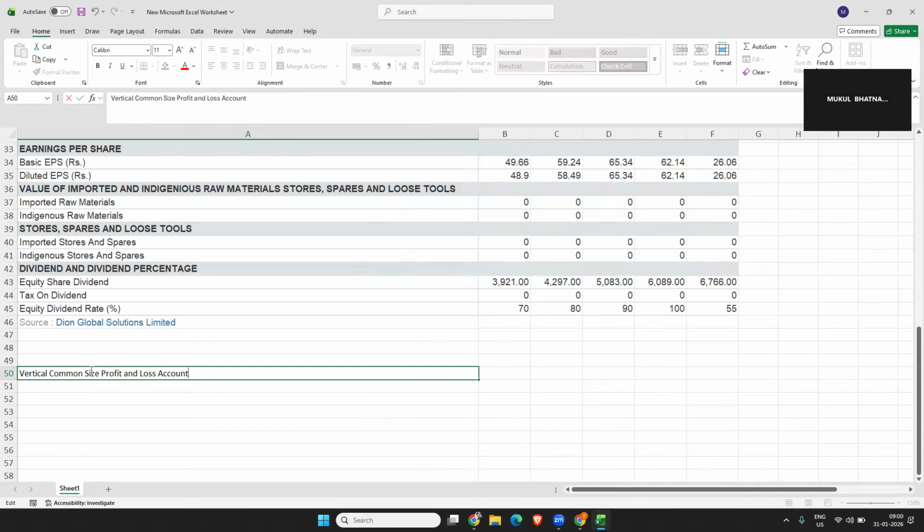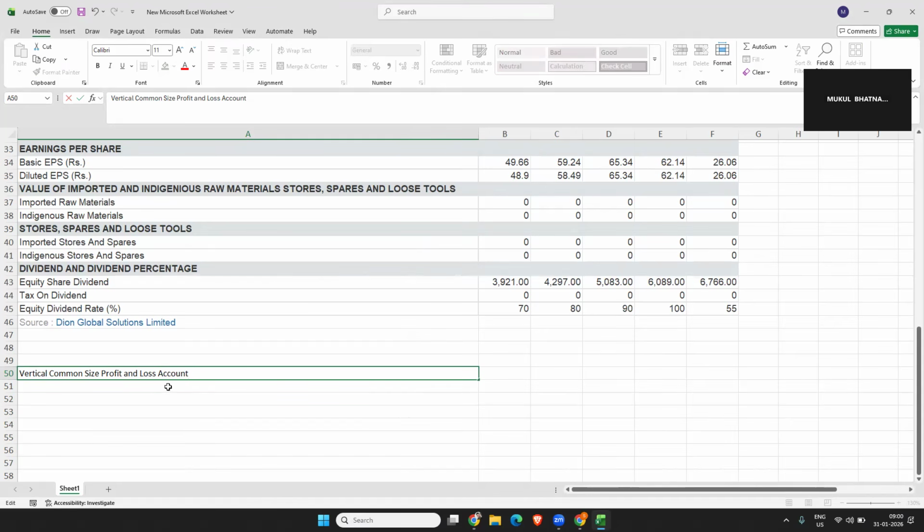After making calculations in respect to vertical common size profit and loss account, I will be calculating certain profitability margins as well. So two profitability margins I will calculate, and also I will try that in today's class only we also cover some leverage ratios that are necessary for decision making about the company. Fine. So let us first focus upon vertical common size profit and loss account.